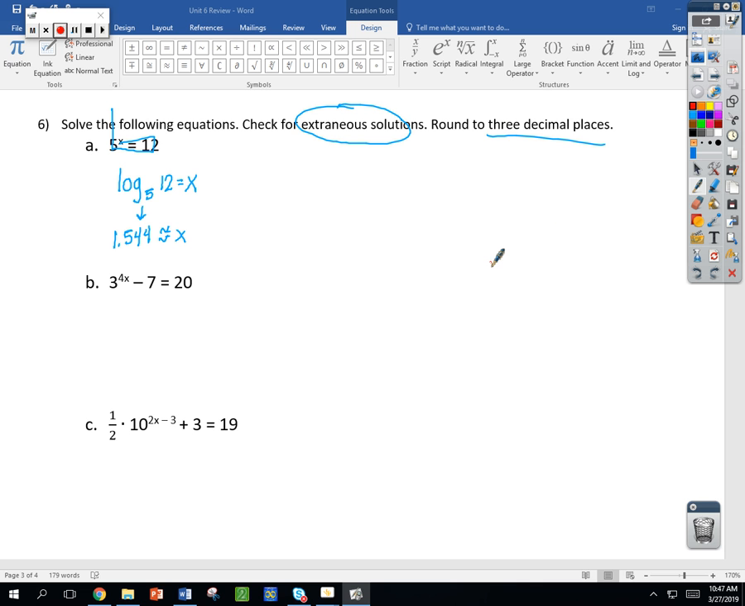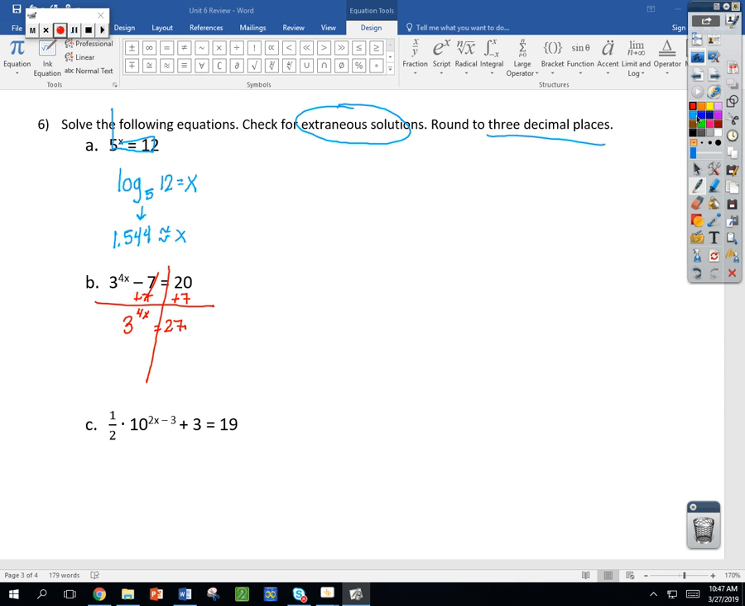Okay, so for the next one, again, I'm going to look and see where's my x, and my x is in the exponent, so I'm solving an exponential. And I can't rewrite this yet because there's a minus 7 in the way. So I'm trying to get this by itself, so first thing I'm going to do is move 7 to the other side. There's my equal sign. So I have 3 to the 4x equals 27.